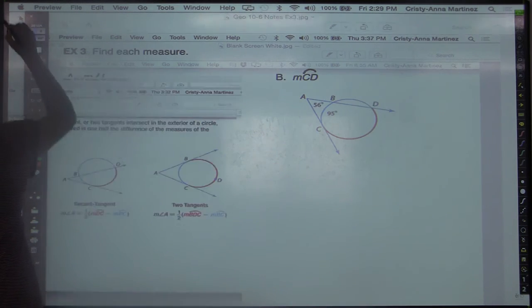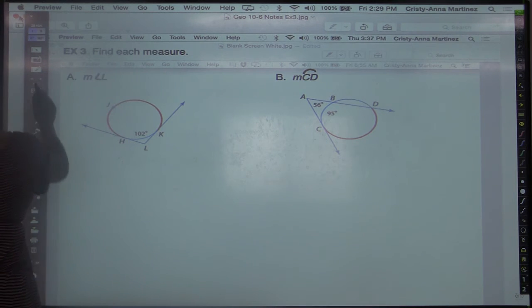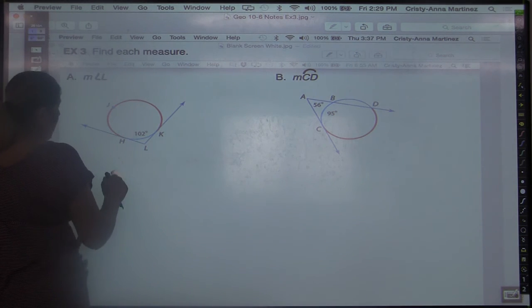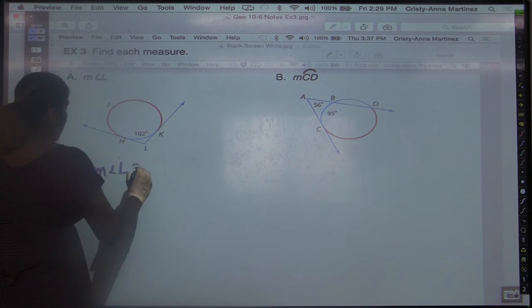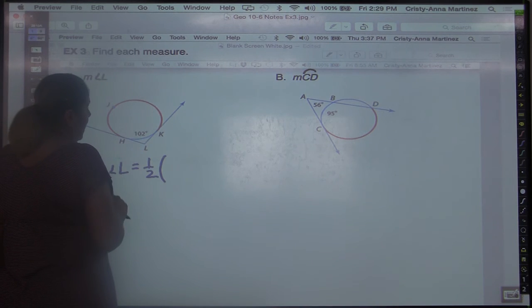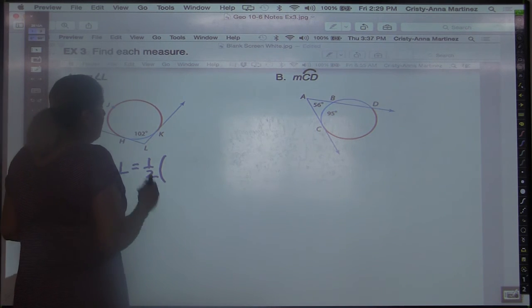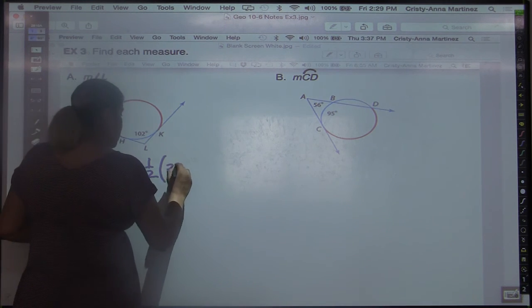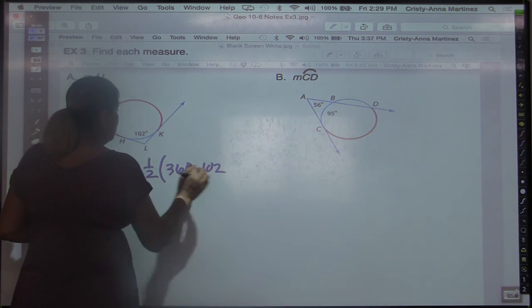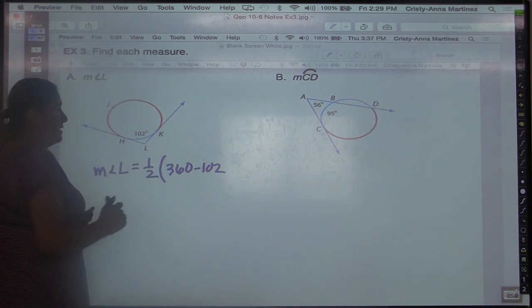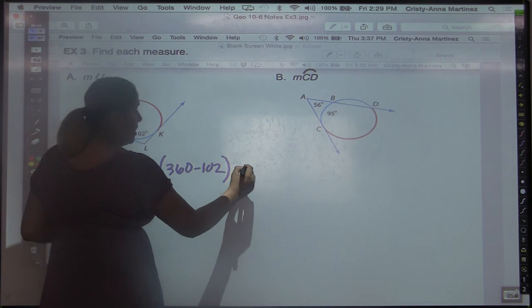So, for our example, they want us to find each measure again, and this time they want us to find the measurement of angle L. And so, according to the theorem, we know that the measurement of angle L will equal 1/2 the difference. So this big arc here, we don't actually know what it is, but since we know that the entire circle is 360, then if we subtract 102, this blue portion here, that'll leave us with the red portion. Okay, so that's the red minus the blue.